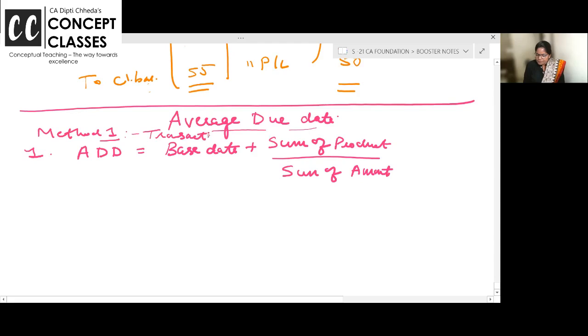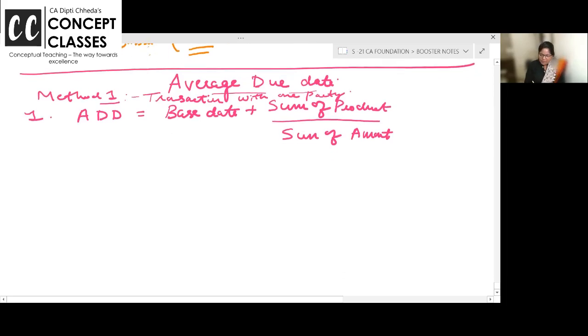Transaction with one party. Just either you're selling or buying or any one party. Now, method 2, which we did today.